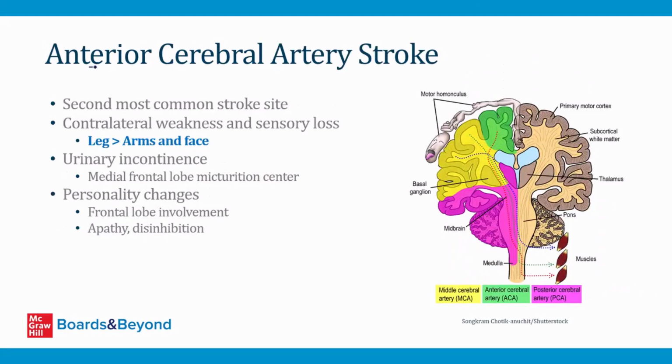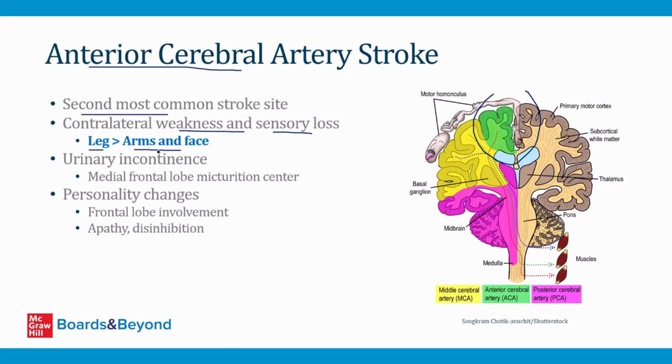Okay, next let's talk about an anterior cerebral artery stroke. This is the second most common stroke site. Just like MCA strokes, this will lead to contralateral weakness and sensory loss, but the pattern is different because of the homunculus. The region affected in terms of motor fibers in anterior cerebral artery strokes is this green region right here, which has motor neurons for the legs. So patients with ACA strokes tend to develop leg weakness and sensory loss that is greater than the weakness and sensory loss of the arms and face.